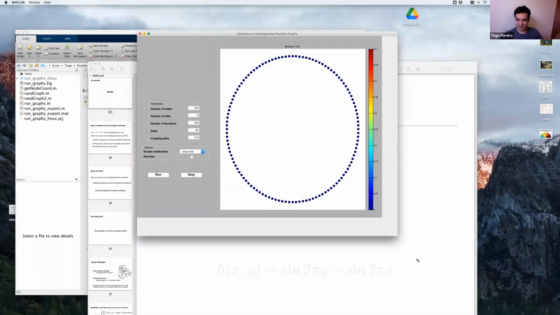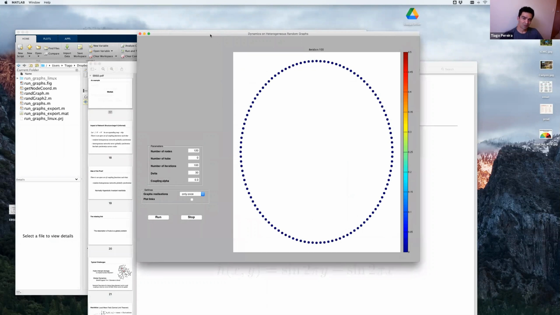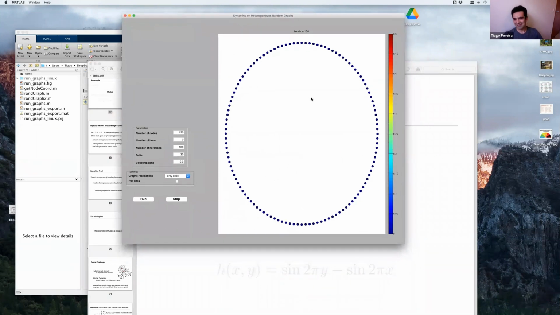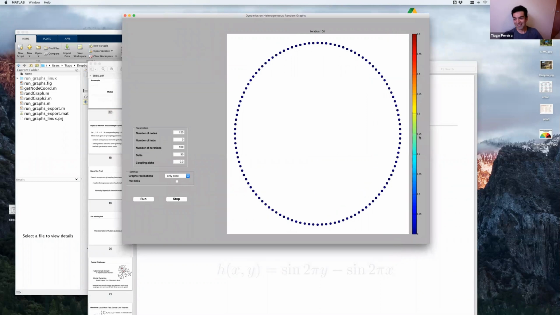Can you see my screen? Yeah. So probably this goes wrong. The first time I try, because this is a real-life simulation, things go busted. I'll try to explain what I'm about to do.